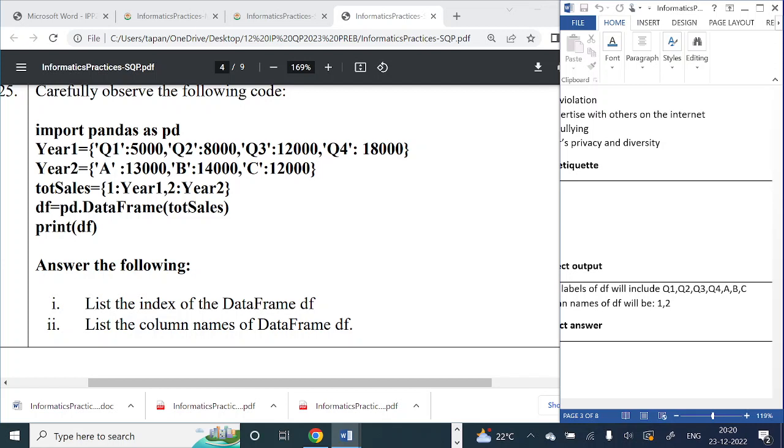Second one will be list the column names. The column names will be 1 and 2. So already you have seen that whenever we were using a dictionary, the first key will be our column name. So here 1 and 2 will be our column names.